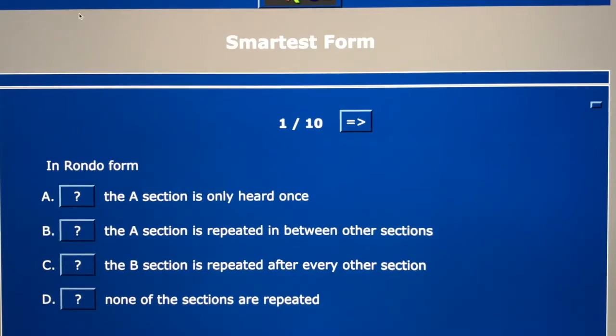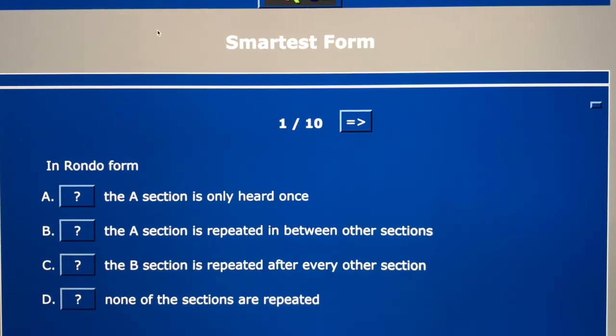So before we start the last quiz of the form lesson, there's a few things I wanted to explain. There have been lots and lots of different musical forms over the centuries. Some of them become very popular for a time, maybe for 100 years or for 200 years, or in the case of opera, for the last 400 years.